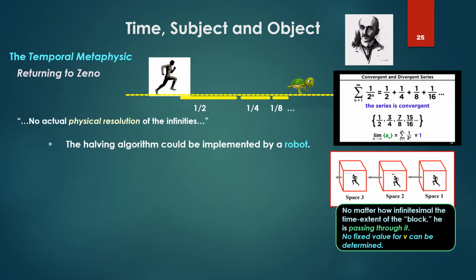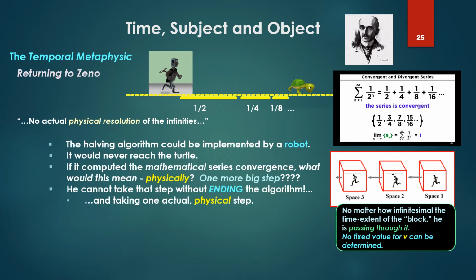Let's take again this statement. There's no actual physical resolution of the infinities. This is important. The halving algorithm could be implemented by a robot. Okay, it would never reach the turtle either. If it computed the mathematical series convergence, what would this mean physically?